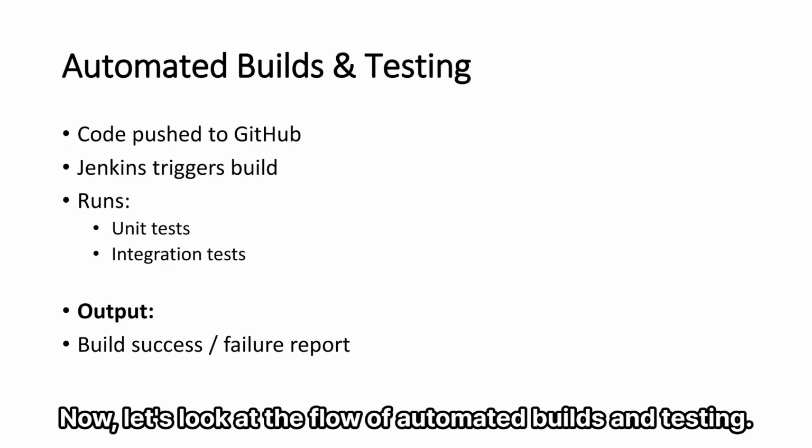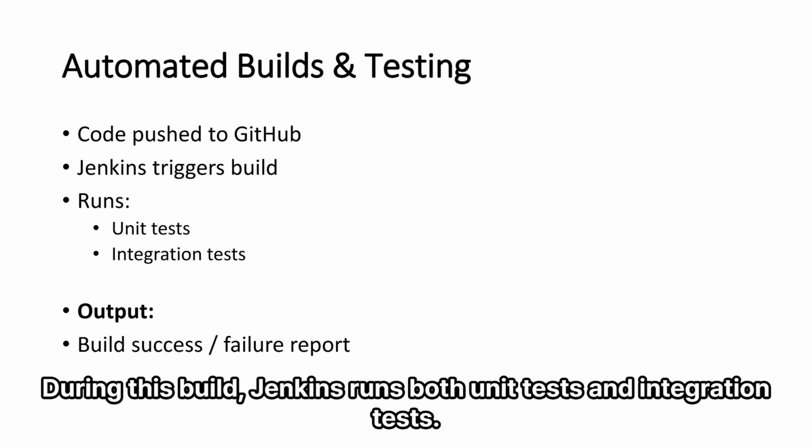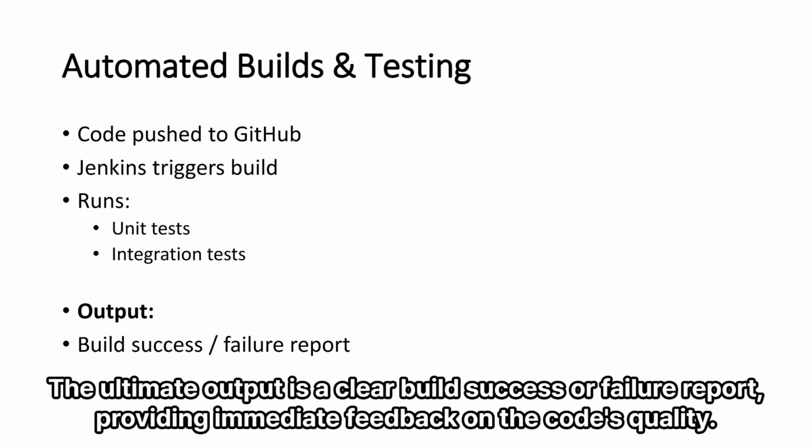Now, let's look at the flow of automated builds and testing. When code is pushed to your GitHub repository, Jenkins automatically triggers a build process. During this build, Jenkins runs both unit tests and integration tests. The ultimate output is a clear build success or failure report, providing immediate feedback on the code's quality.